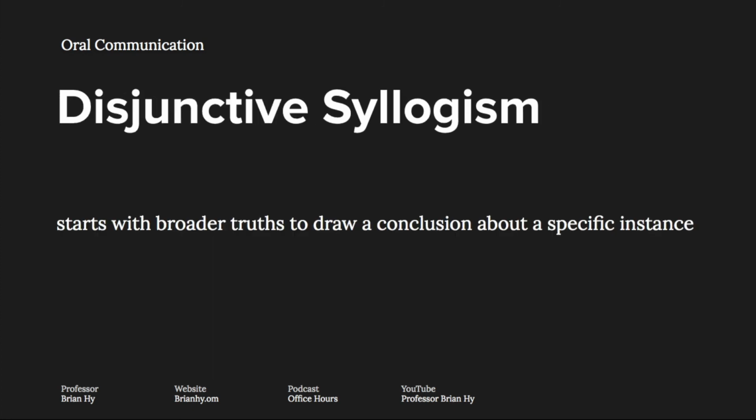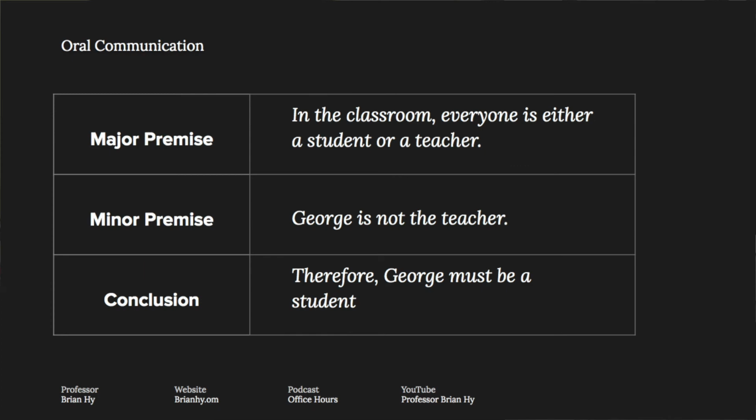Another type of syllogism is disjunctive syllogism, which makes an either-or argument about which category something might belong to. In this type of syllogism, the speaker makes an argument based on mutually exclusive categories and draws a conclusion based on whether the specific individual fits into one category or another. Major premise: in the classroom, everyone is either a student or teacher. Minor premise: George is not the teacher. Conclusion: therefore, George must be a student.